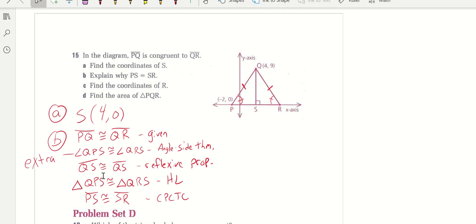But then, once you know the two triangles are congruent, we do use CPCTC to show that PS is congruent to SR. So again, this is an example of an extra step, something that is true, but it doesn't really help you build your case.